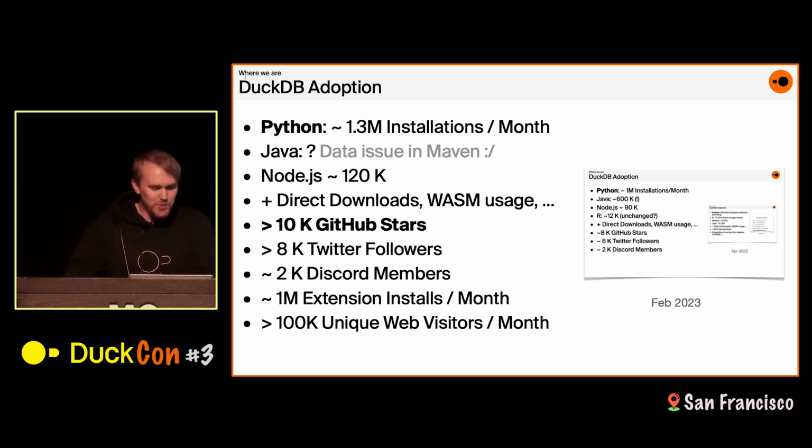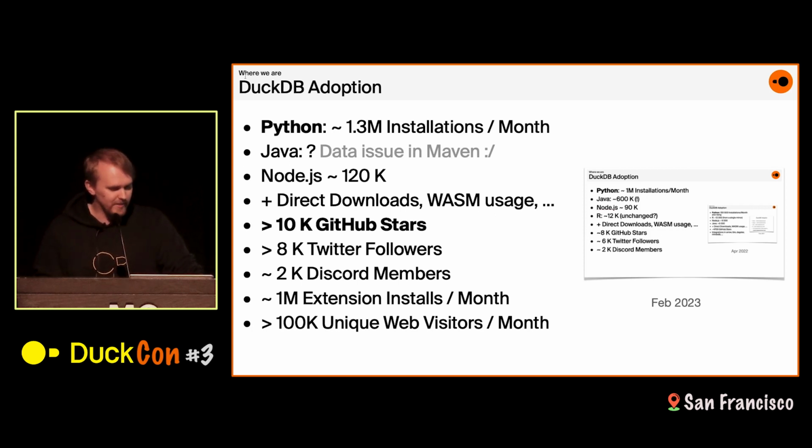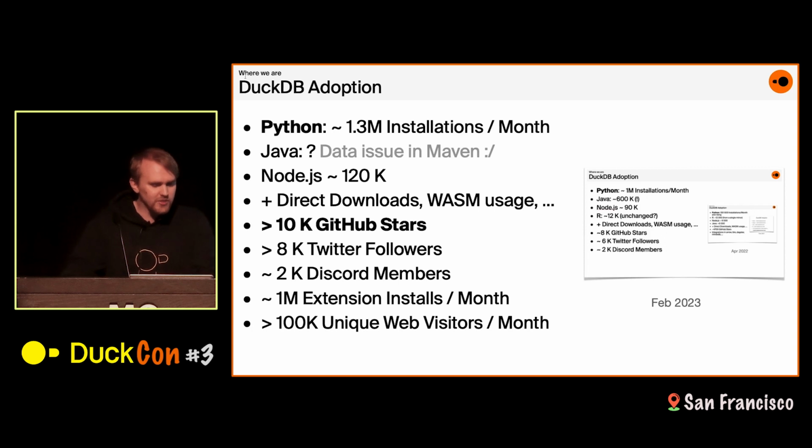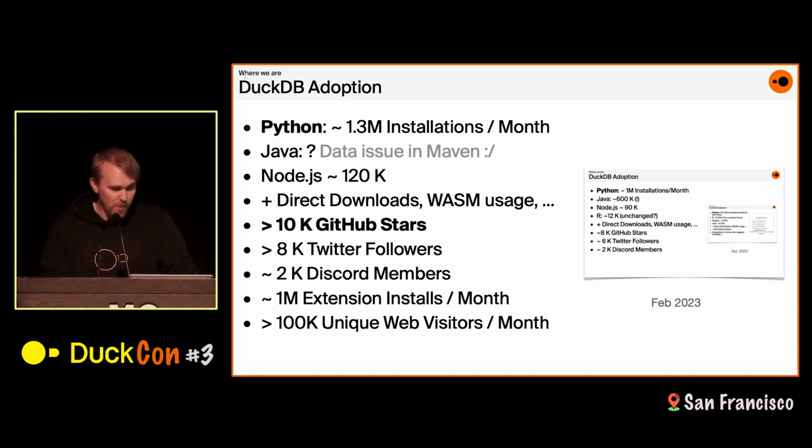But yeah, so adoption has been quite nice. Our Python installations, that's still one of our most important, one of our large clients. We currently get around 1.3 million installations per month, which is, I think, somewhat unreal even.